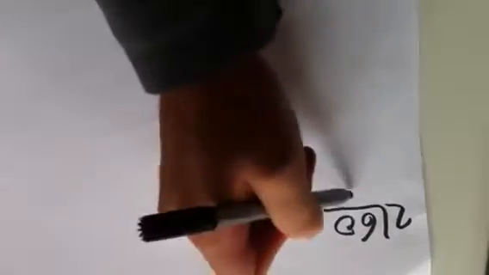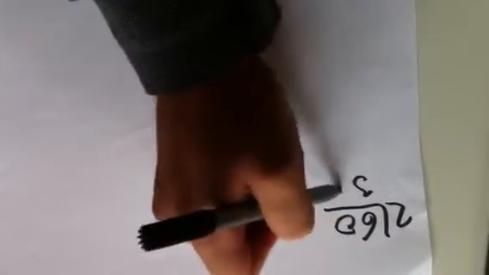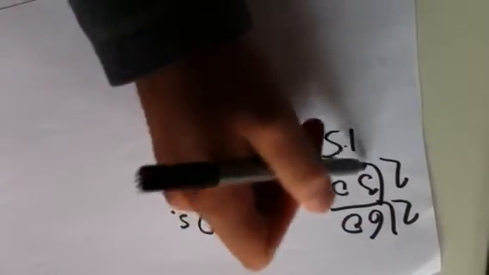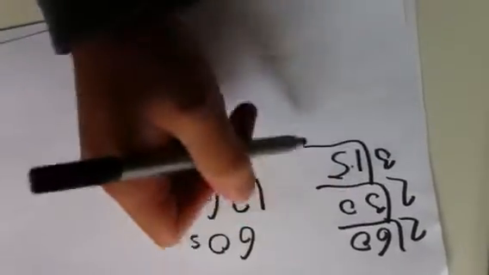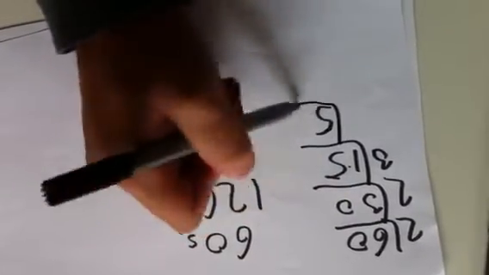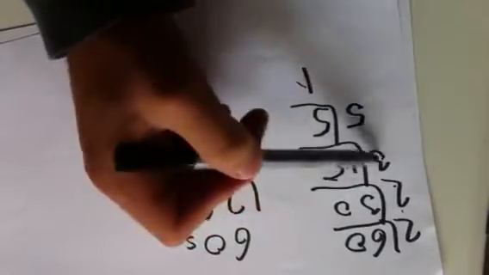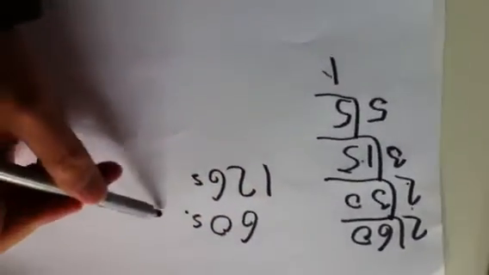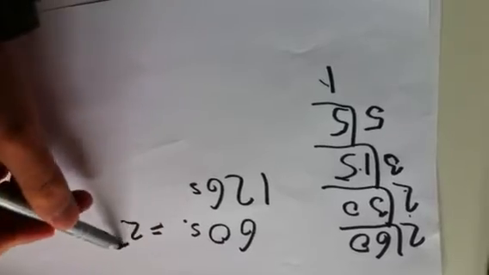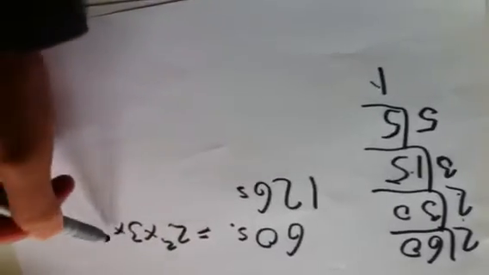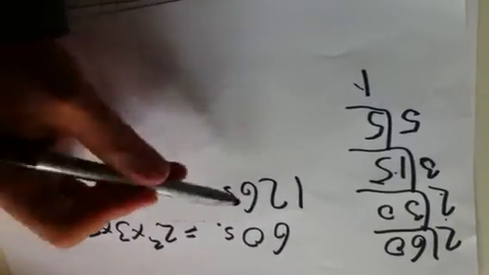60, what's our first prime? 2. Yes, it is divisible by 2 to get 30. Divide by 2, you get 15. Divide by 2, not possible, so you go to 3. Divide by 3, you get 5. Then divide by 5, you get 1. 2 times 2 times 3 times 5. So 60 as a product of primes is 2 squared times 3 times 5.